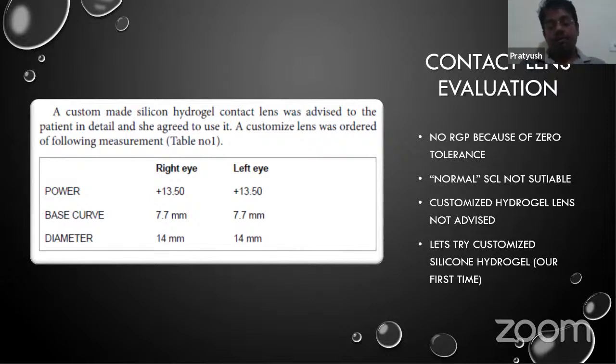Her cornea was not a microcornea, because it wasn't less than 10 mm. It was like 11.5 mm, if I remember. So we gave her a diameter of 14 mm. It was our first time trying a customized silicone hydrogel lens, and that patient was among the very first patients of that company for whom they made such a high power customized silicone hydrogel lens.